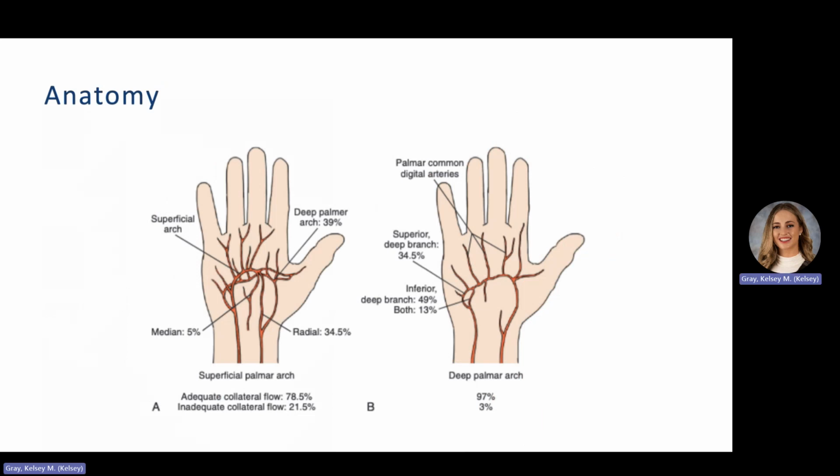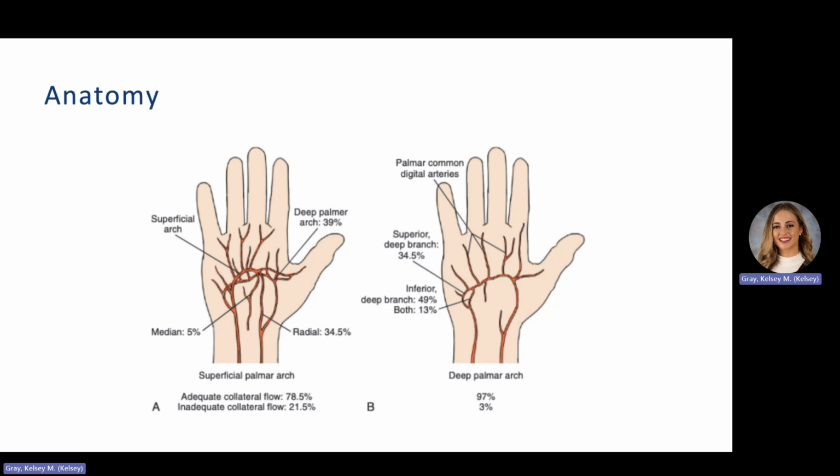In the hand, the radial and ulnar arteries form the deep and superficial palmar arches. The superficial palmar arch is formed from the ulnar artery as it crosses the wrist. There is significant variability in the superficial palmar arch. In one anatomic study, a complete superficial palmar arch was found in 84.4% of specimens, while there is a complete deep palmar arch in 97% of patients.